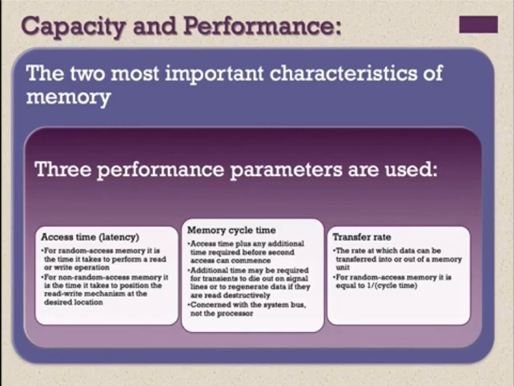Additional time may be required for transients to die out on signal lines or to regenerate data if they are read destructively. Again, these characteristics are specific to RAM and concern the system bus, not the processor. And transfer rate is the rate at which data can be transferred into or out of a memory unit. For RAM, it's equal to 1 divided by cycle time.